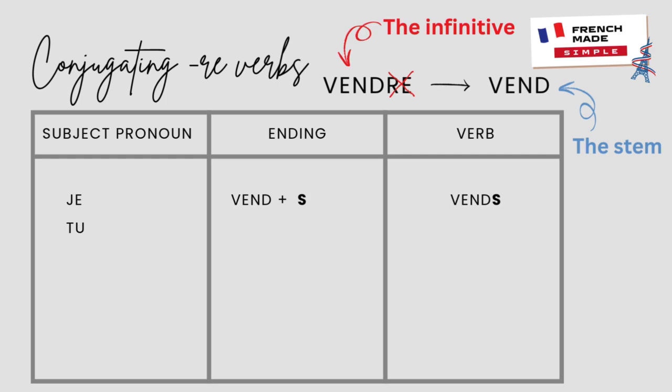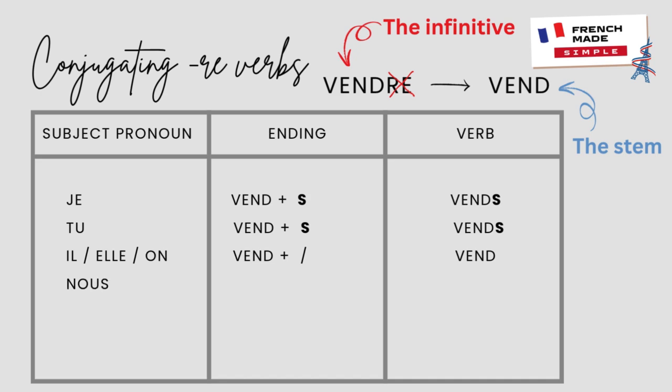For tu, the ending is S. Therefore, I'll add it to vend, which makes tu vends, or you sell. For il, elle, on, he, she, we, the ending is nothing at all. You just leave it. Vend stays vend. So il vend, elle vend, on vend.